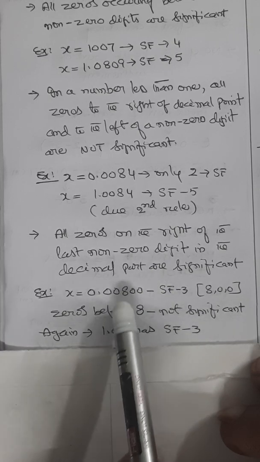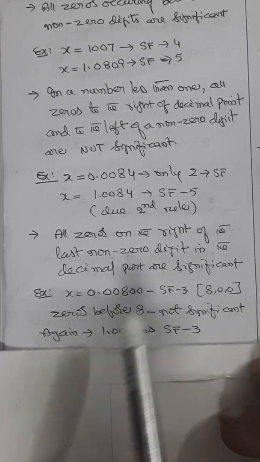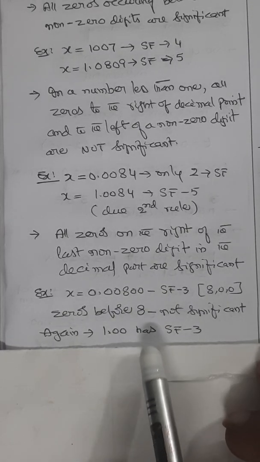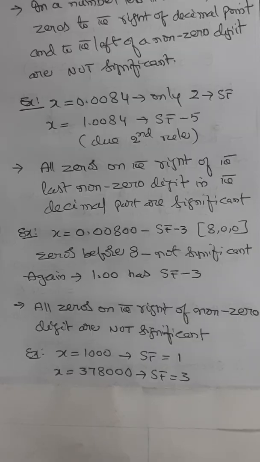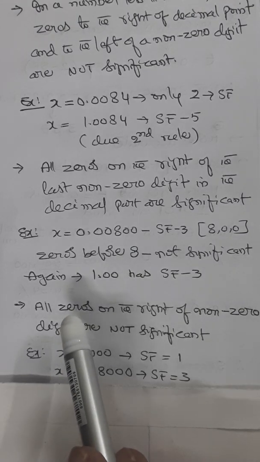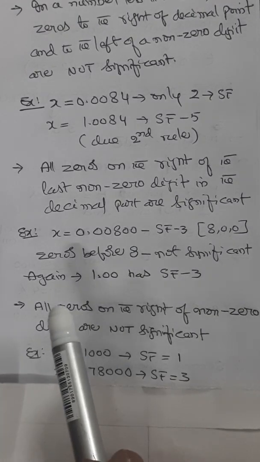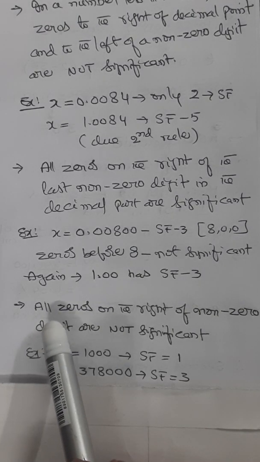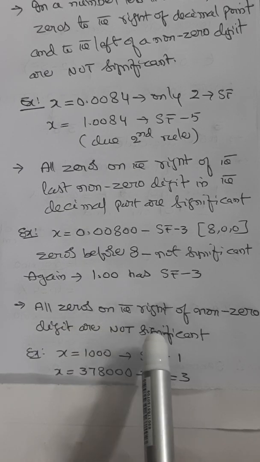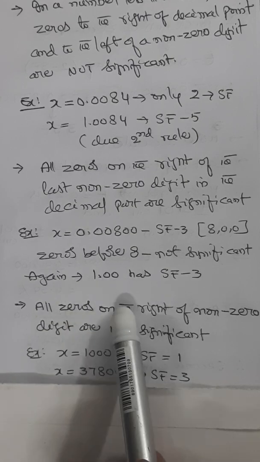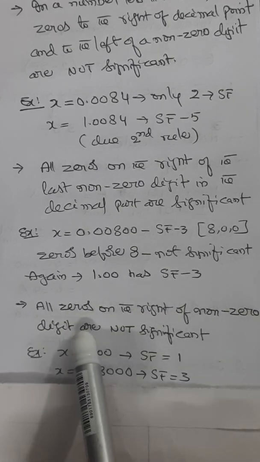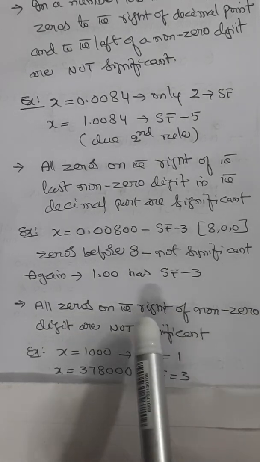In this case, suppose you take 1.00, this has 3 significant figures. So let us look at rule number 5. This says all zeros on the right of a non-zero digit are non-significant. All zeros on the right of non-zero digits are not significant.